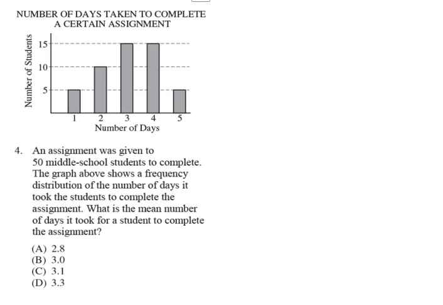With problem number 4, we're working with a basic statistics example here. And we have an assignment given to 50 middle school students to complete, and the graph above shows a frequency distribution of the number of days that it took to complete the assignment. Then we're asked, what is the mean number of days it took for a student to complete the assignment?